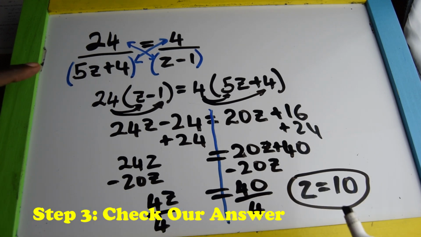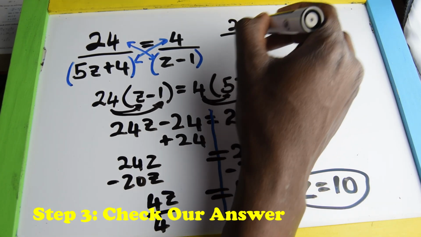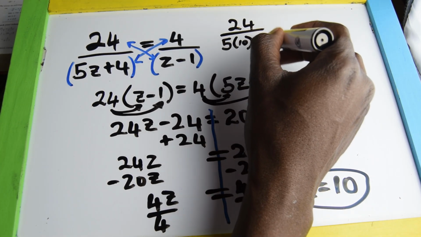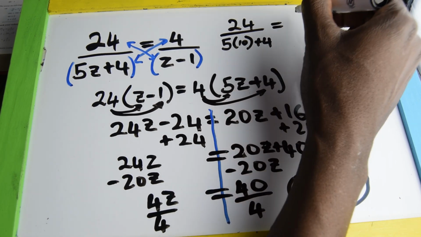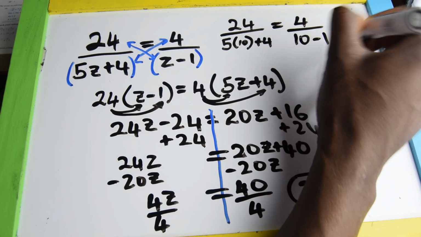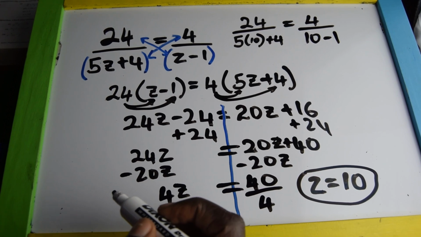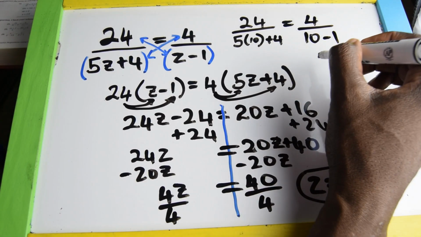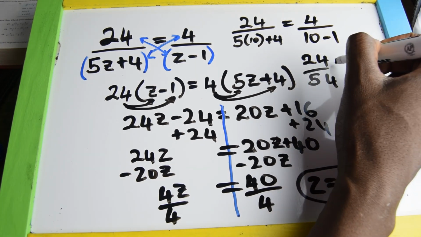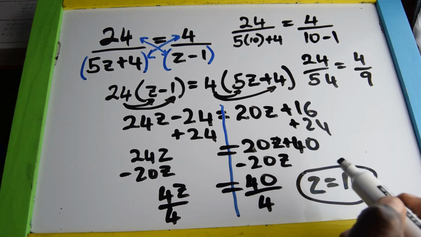Can we check it out? So z is 10. So 24 over 5 times 10 plus 4 is equal to 4 over 10 minus 1. So what's 5 times 10? That's 50. 50 plus 4 is 54. So 24 over 54 is equal to 4 over 9.